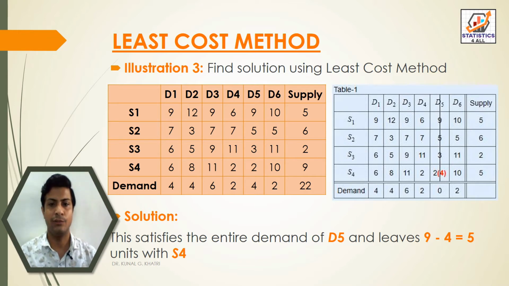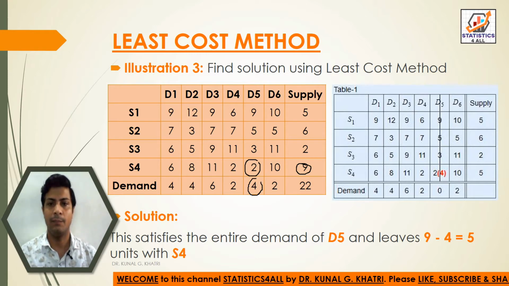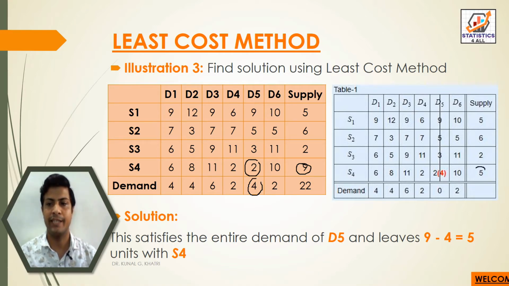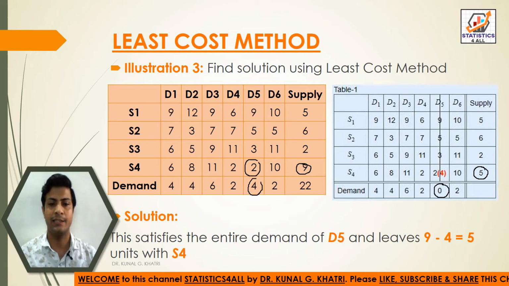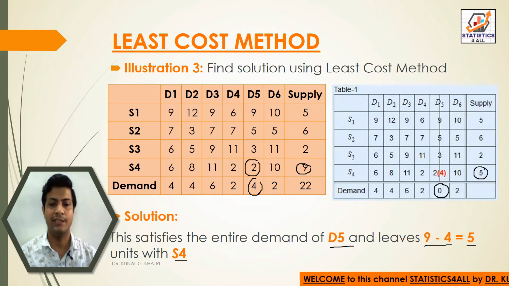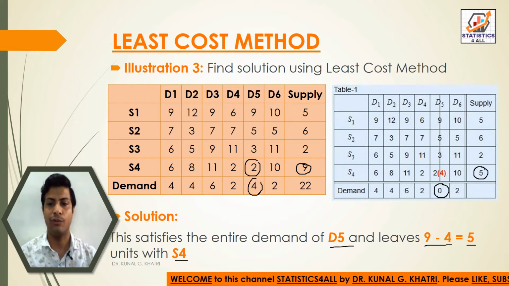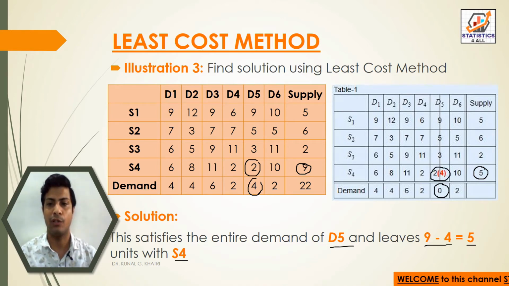Now as we know that 4 is minimum, so we deduct in table number 1. We can see 9 minus 4, here we get the value 5, and 4 minus 4 is equal to 0. This satisfies the entire demand of D5 and leaves 9 minus 4, that is equal to 5 units with S4. Now as we allocate 4 in S4D5, that is 4th row 5th column, the demand is 0, so we cut the 5th column.